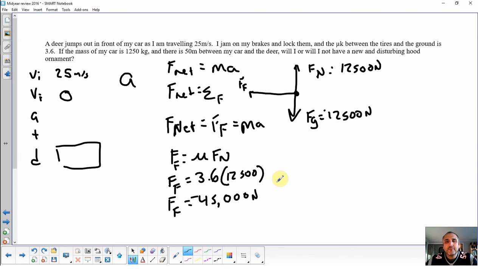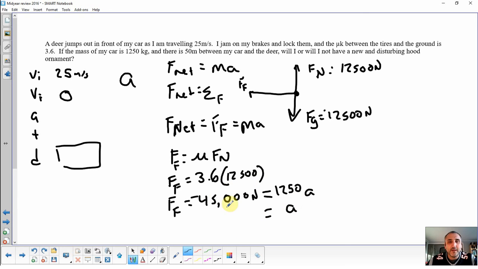Now, 45,000 newtons equals the force of friction, which is also the net force, which is equal to ma. But I know the mass. The mass of my car is 1,250 kilograms. You can tell I've been doing this for a while because I'm getting sleepy. 1250 kilograms. So 45,000 divided by 1250 gives me my acceleration.